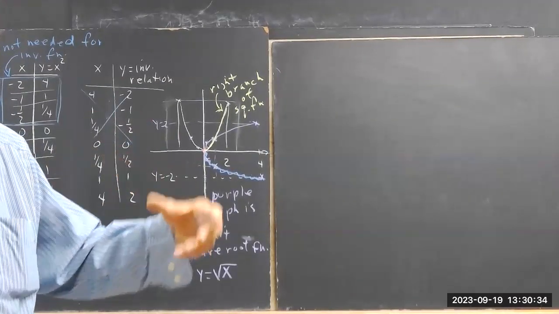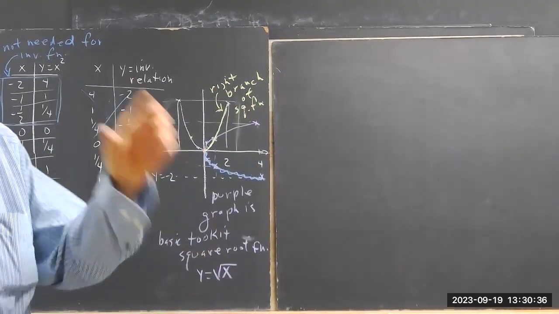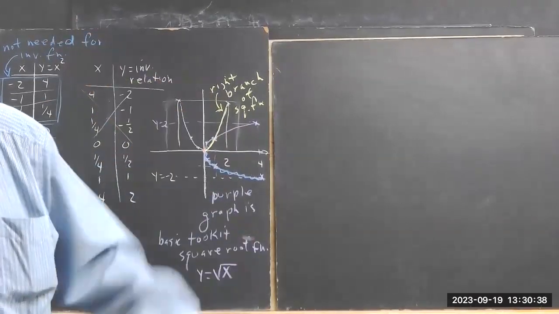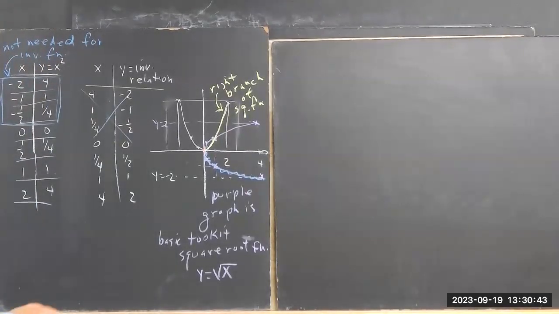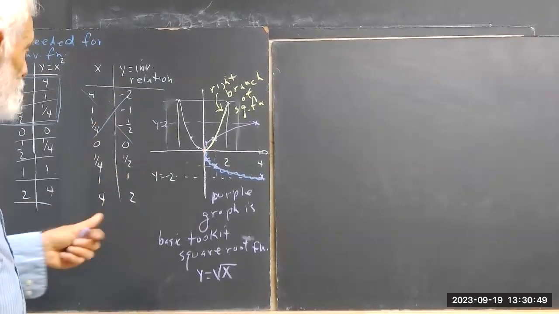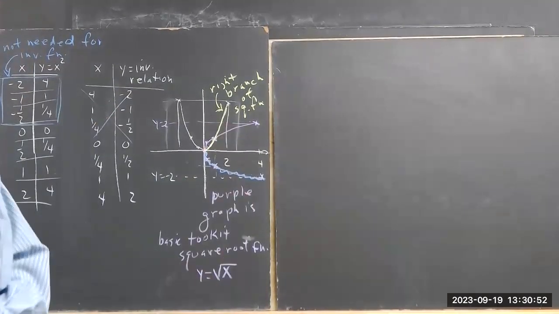Okay, if x equals 1/4, what's the square root of 1/4? What would you multiply by itself to get 1/4? Well, 1/2 times 1/2 is 1/4. Okay? And 0 squared is 0, so there's your graph. Okay? So that's a construction of the square root function.